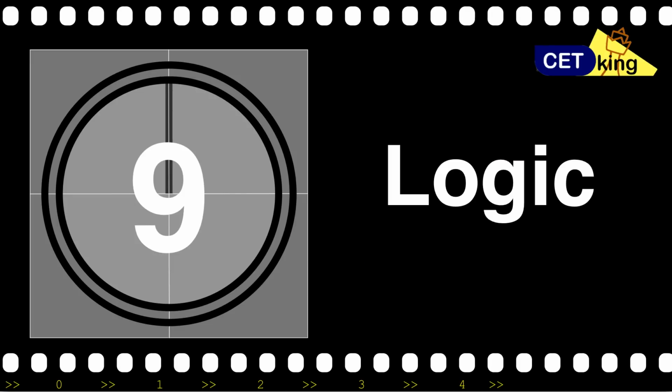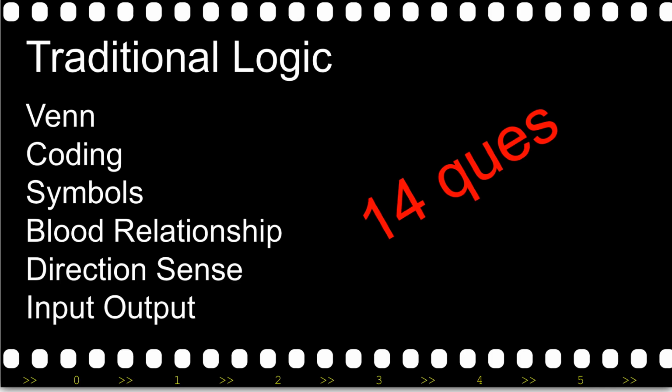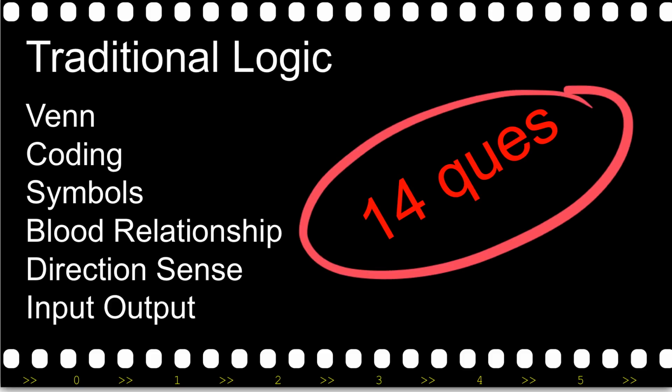At number 9 is traditional logic. By traditional logic, I mean Venn diagram, coin decoding, symbols, relationship, direction sense, and input output. There will be 14 questions based on the traditional logic. This is the area which is normally ignored by everyone because while preparing for the CAT, these kind of questions are not going to come in the CAT exam. Fine, so we normally tend to ignore them. But they are very important for the SNAP exam. Fine, the level will be medium, but still you have to work on these topics.